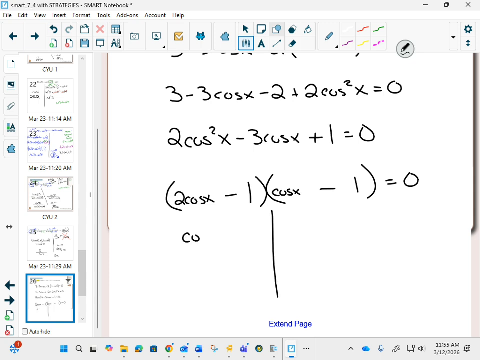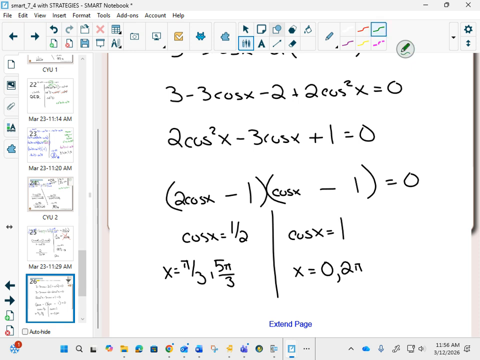Split it here. Cos x would equal 1/2. Here, cos x would equal 1. Is this on your pie plate? Yes. What family for cos gives us a half? Pi over 3. And it's positive, so you would get quadrant 1 and quadrant 4. Cos x equals 1. Is that on your pie plate? Yes, the axes family where? At 0 and at 2 pi.